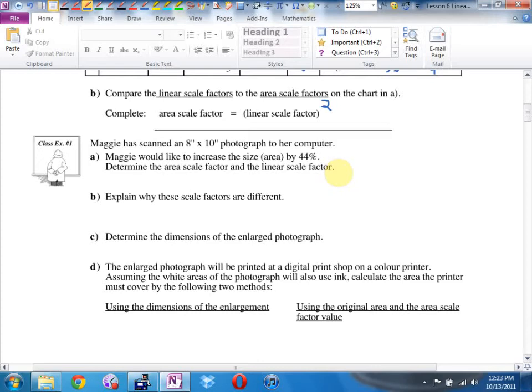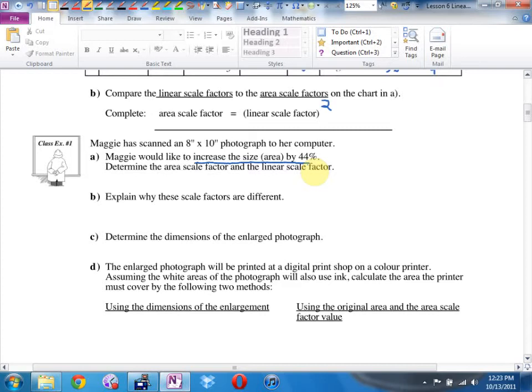Maggie has scanned an 8x10 photograph to her computer. What shapes are all photographs? Rectangles. They're not going to tell. Let's assume any photograph, unless they say different, is a rectangle. We'll keep them simple. She would like to increase the size by 44%. I would underline that. If she wants to increase the area by 44%, what does she want the new area to become?